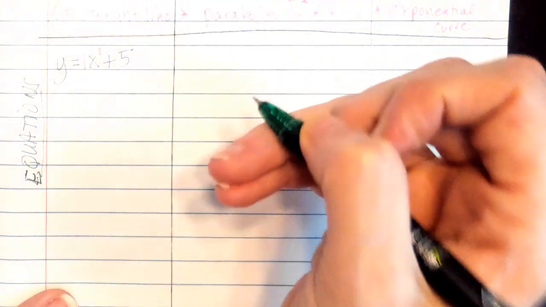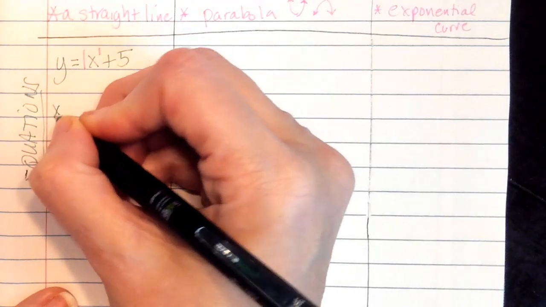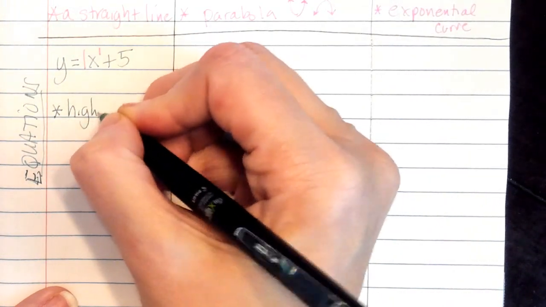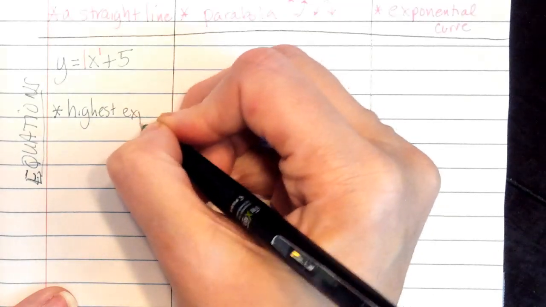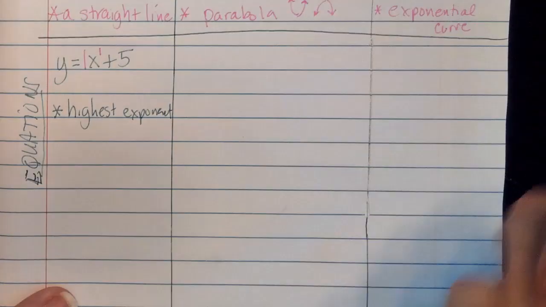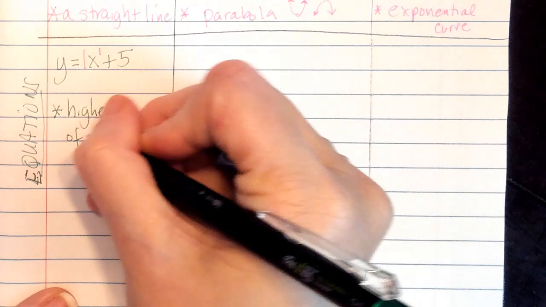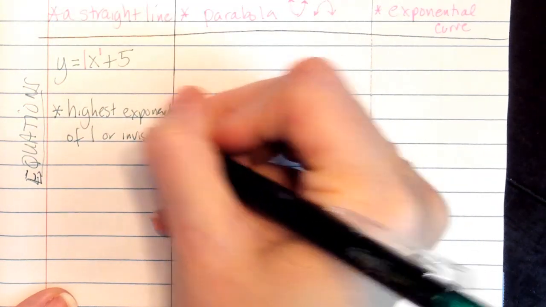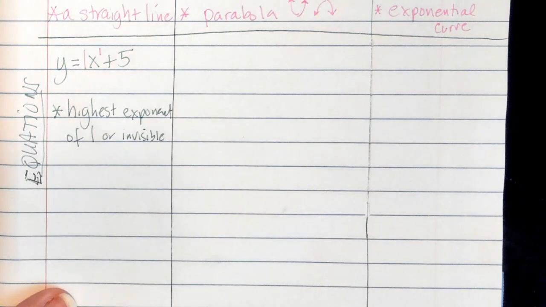So when I look at a linear function, the highest exponent I'm going to see is going to be a highest exponent of 1 or invisible. So it'll either be 1 or invisible, not both, okay? So I'll see 1 or invisible, all right?